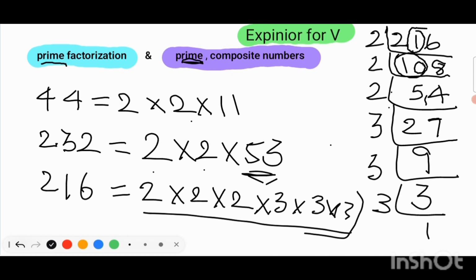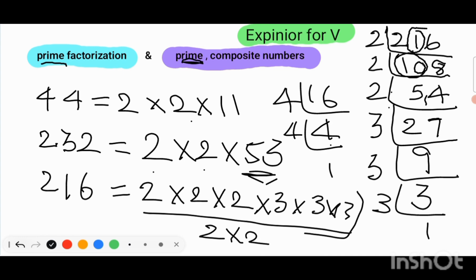If a number is given, like 16, 4 4s are 16, you will be doing 4 1s are 4. Then again 4 is expressed as 2 into 2, right? 2 2s are 4 into 2 2s are 4. That will normally be the product of 16. Here it is the product of a given number as a prime product. So remember this statement: not just product, prime product. So this is prime factorization.